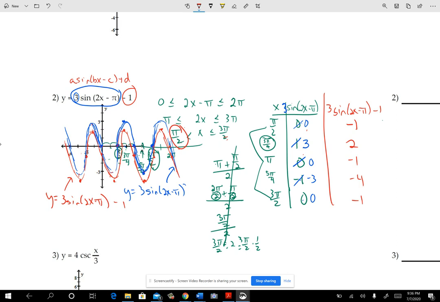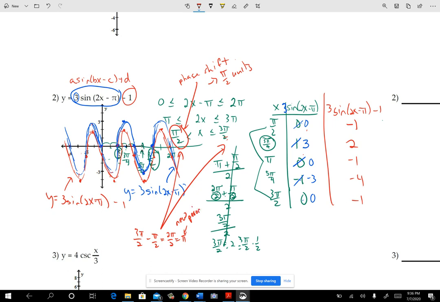All right, so pi over 2, that was your phase shift. So it went to the right pi over 2 units. The difference between these two, the 3 pi over 2 minus the pi over 2, was 2 pi over 2, or pi. That's the new period. Okay, so the whole entire sine graph happens now in just pi distance. Okay, the 3 is your amplitude. So instead of reaching a high point of just 1, it goes up to 3. But then this is a vertical shift. And since it's negative, you're going to go down 1.